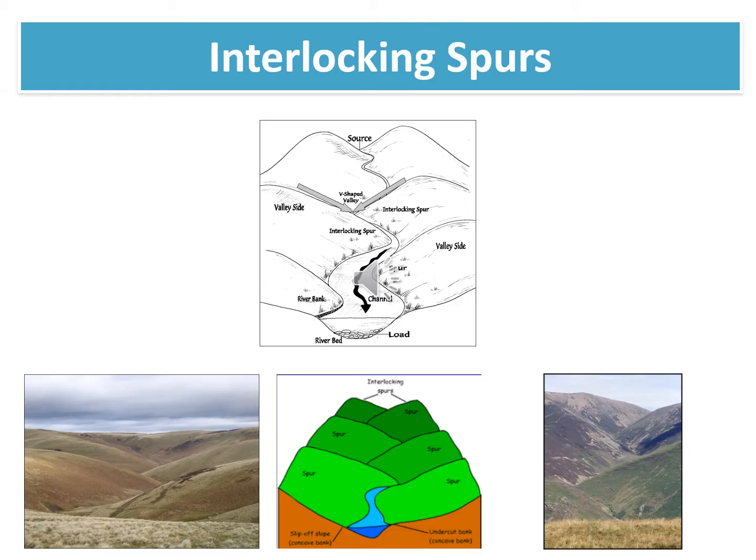The next feature is something known as interlocking spurs, which again occur in the upper course of the river as the river is cutting down, and these occur in areas where you do not have the hard and soft rock on top of each other, but instead next to each other, creating parallel layers of resistance. So you see a zigzag effect of the river as it cuts downstream.